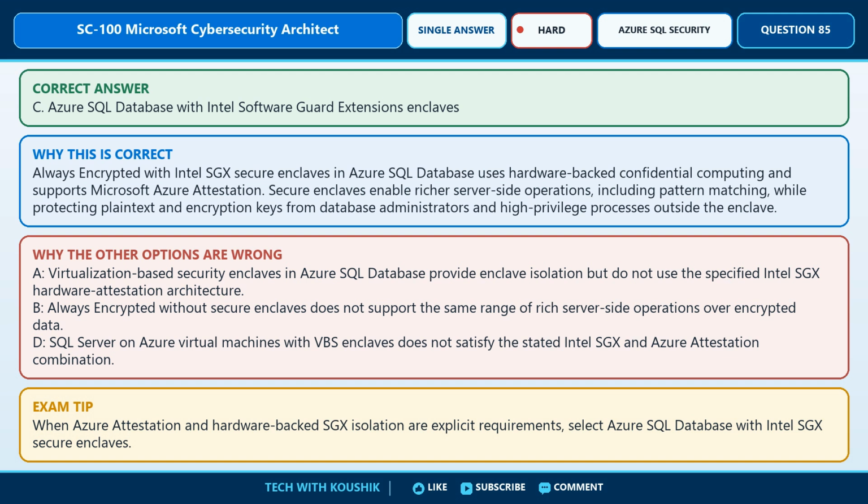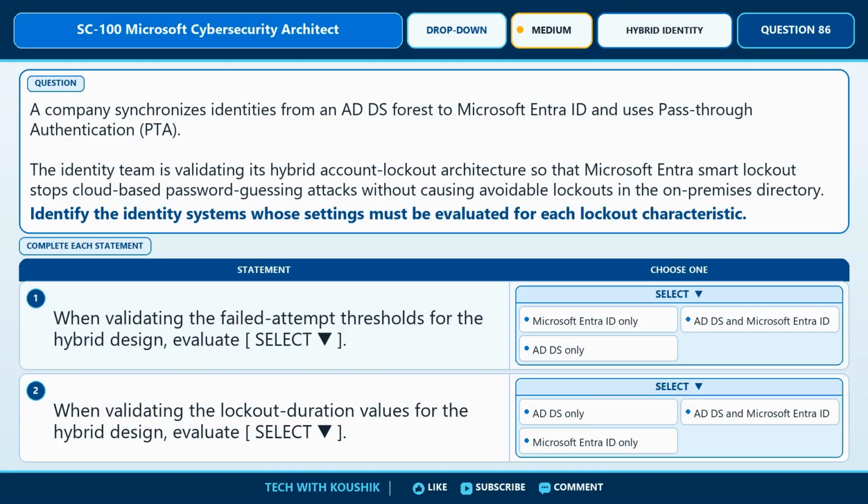A. Virtualization-based security enclaves in Azure SQL Database provide enclave isolation but do not use the specified Intel SGX hardware attestation architecture. B. Always Encrypted without secure enclaves does not support the same range of rich server-side operations over encrypted data. D. SQL Server on Azure virtual machines with VBS enclaves does not satisfy the stated Intel SGX and Azure attestation combination. Exam tip: when Azure attestation and hardware-backed SGX isolation are explicit requirements, select Azure SQL Database with Intel SGX secure enclaves.